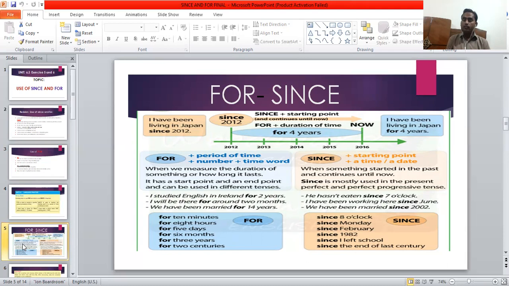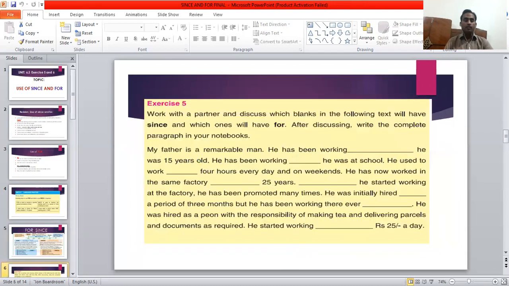Now let me discuss examples. When do we use for? For 10 minutes, for 8 hours, for 5 days, for 6 months, for 3 years, for 2 centuries. All these things, we know the start and end. That's the reason we are using for. Now, let's see the examples of since: since 8 o'clock, since Monday, since February, since 1982, since I left school, since the end of last century. So these were the examples that we use.